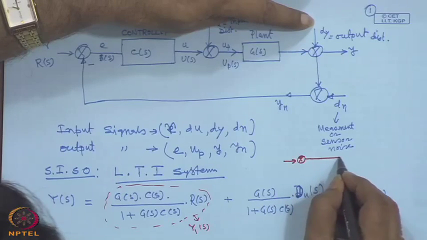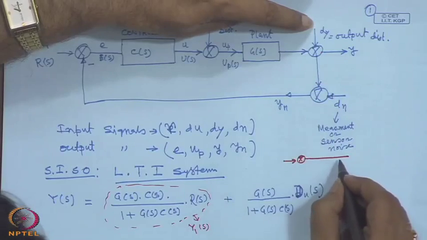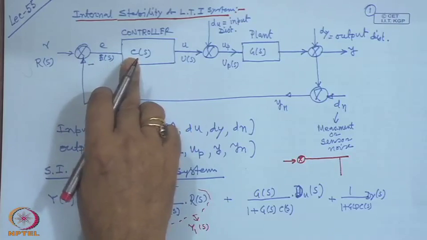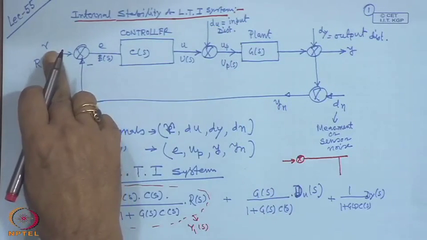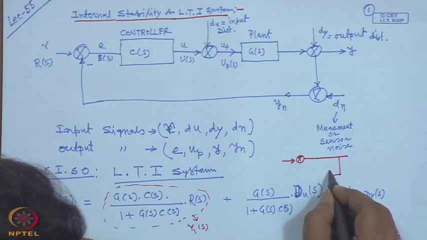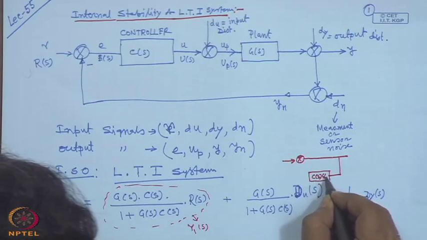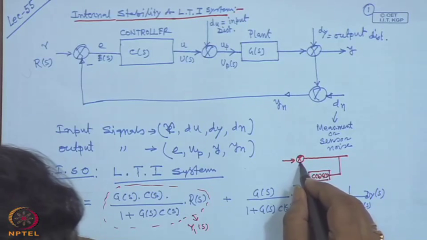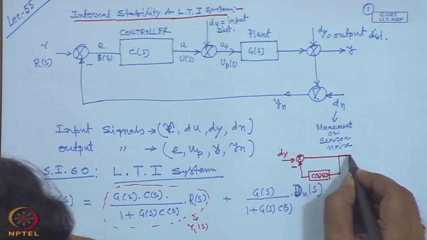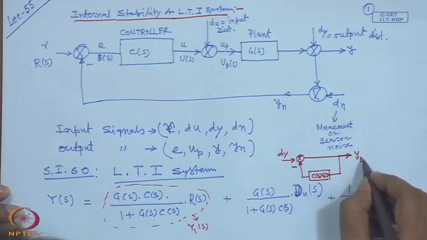So, this output is going here, and this y I am feeding back. So, it is coming here, C(s)G(s), this is not there, this is not there, this input. So, it is C(s)G(s) and then it is feedback here with a minus. So, this is d_y and this is your output y. You can say this output is y_3(t).